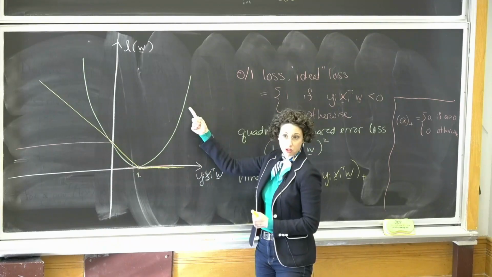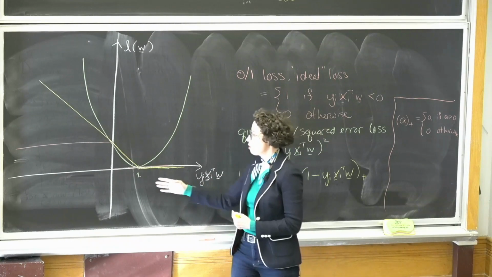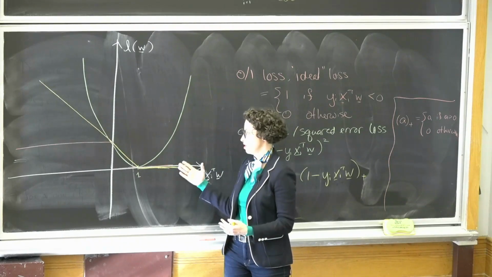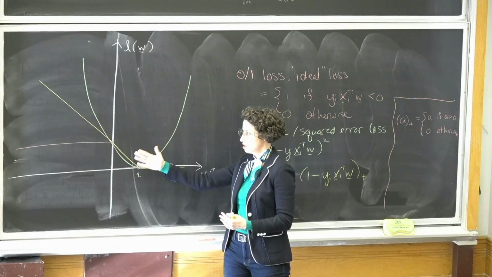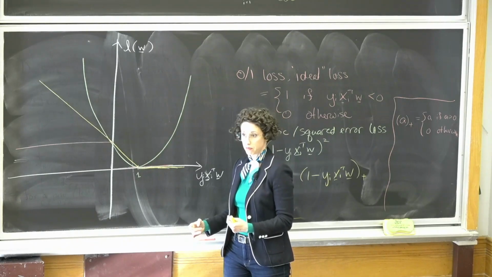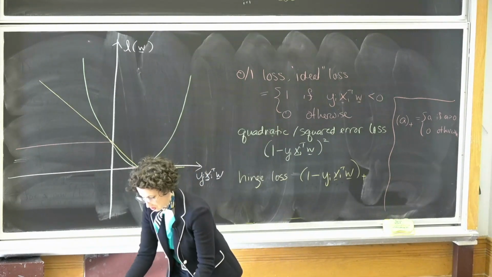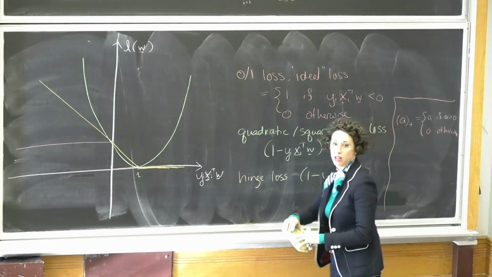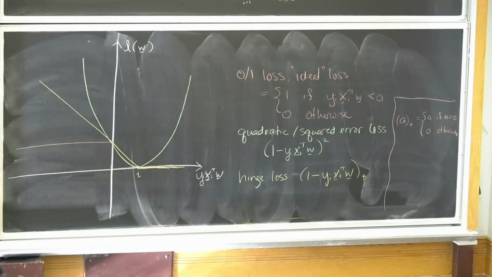So much better than squared error loss. And this is something where we can compute derivatives and we can find minimizers of the hinge loss in a way that we cannot for the 0-1 ideal loss. So it is designed to mimic the ideal loss, but in a way that allows us to do computation.